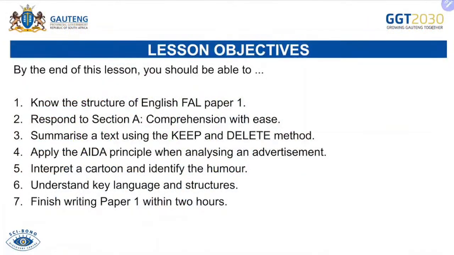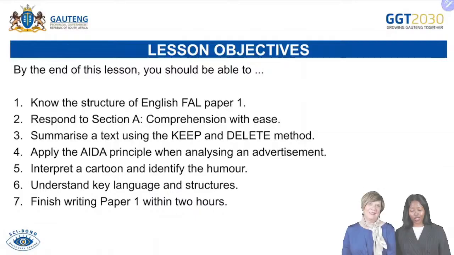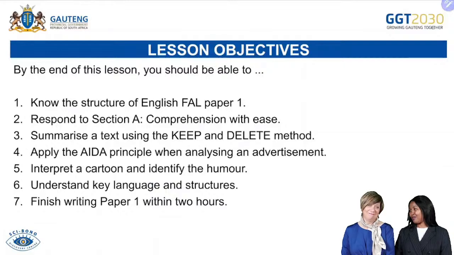Today's lesson objectives look as follows. By the end of this session, you should know the structure of the English First Additional Language Paper 1 examination. You must respond confidently to Section A, which is our comprehension paper. Summarize the text using the keep and delete method, which is in Question 2, our Section B. Apply the AIDA principle when analyzing an advertisement. Interpret a cartoon and identify the humor in the said cartoon. You need to understand key language structures as well as finish writing Paper 1 within 2 hours of the exam duration.